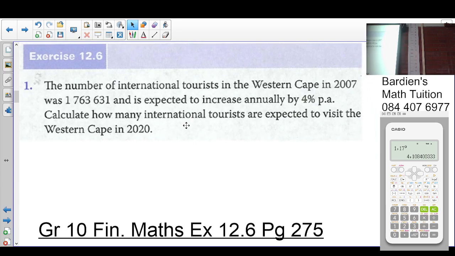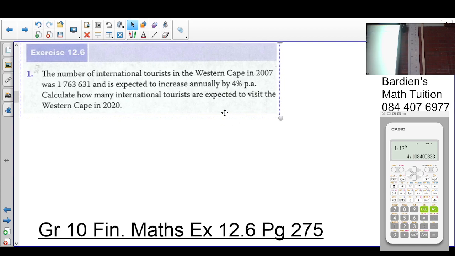People, in exercise 12.6, as we are doing with these videos, we're doing all the odd numbers from the exercise as well. This is the extensive version of the work. Okay. People, we are told that the number of international tourists in the Western Cape in 2007 was 1,763,631. And it's expected to increase annually by 4%. Calculate how many international tourists are expected to visit the Western Cape in 2020.